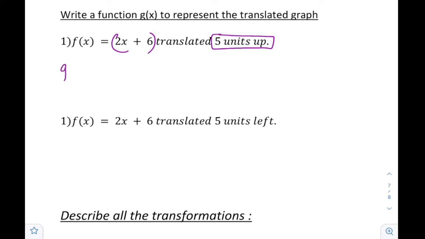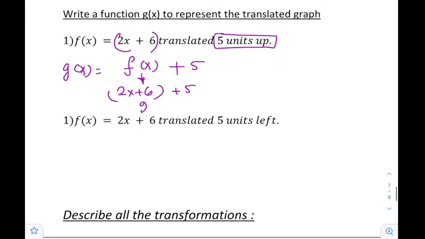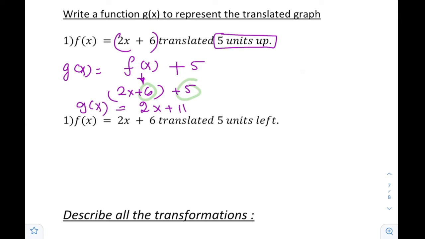So your function g of x will be the same as f of x, and you will add 5 outside the group. Then you will copy or replace. Our f of x is 2x plus 6 and we will add the 5. So the result is 2x plus, adding 6 plus 5, it will be 11. So your g of x will be 2x plus 11.